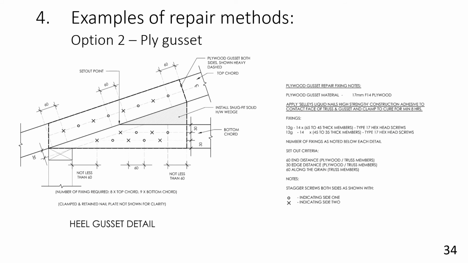Option 2 example. Heel ply gusset detail designed by an engineer and installed by a carpenter. Typical materials include Tek screws, F17 plywood of subject depth and thickness, hardwood edges, and high strength construction adhesive. The heel is considered to be one of the two most significant connections, with the apex being the other.